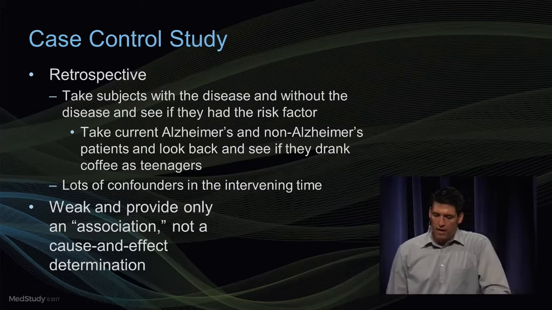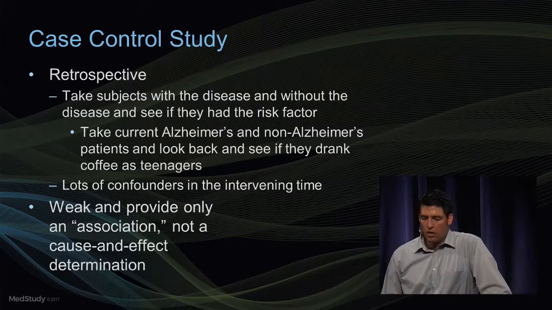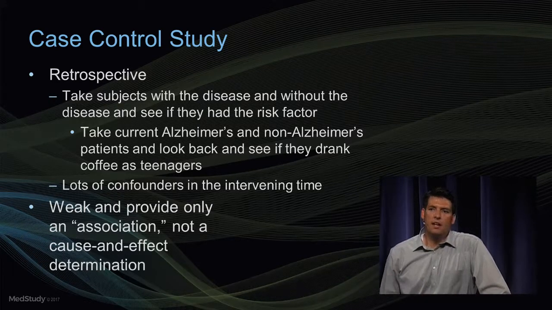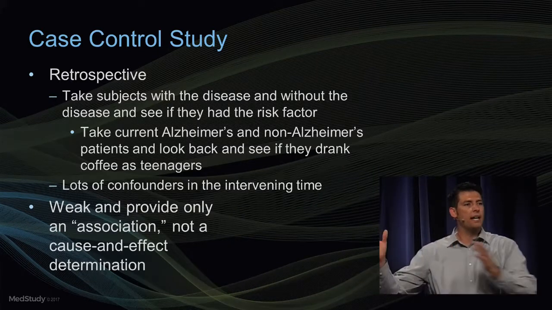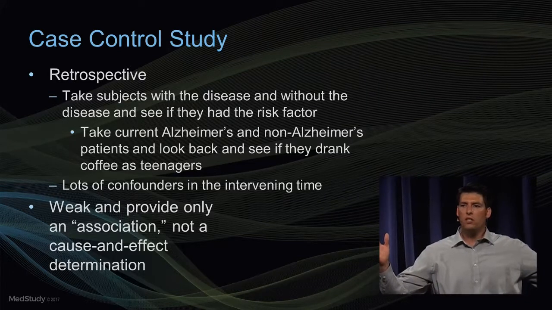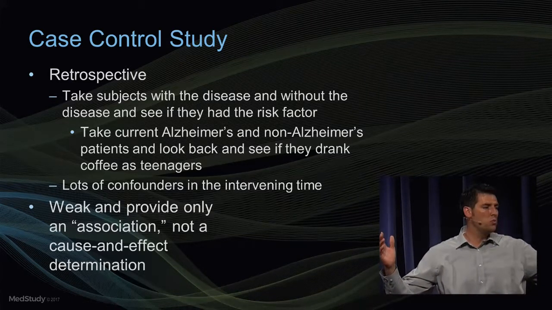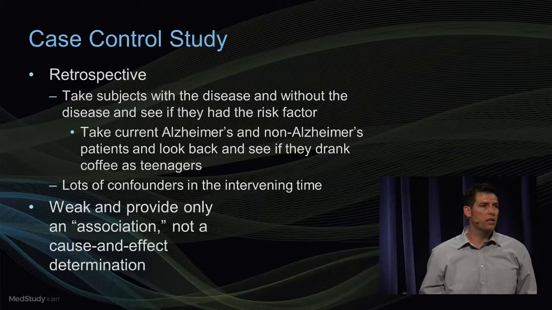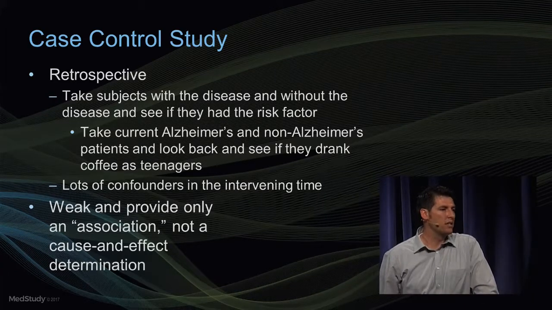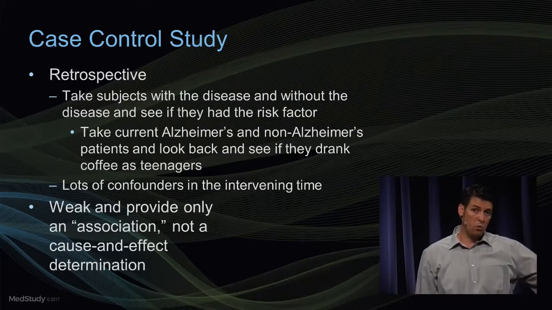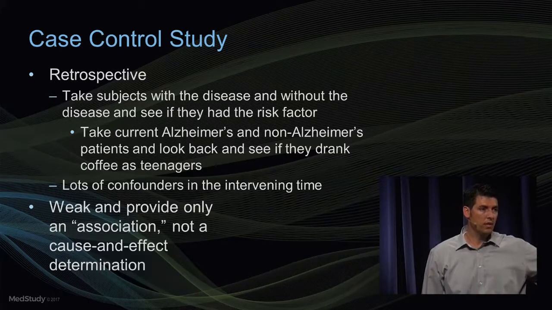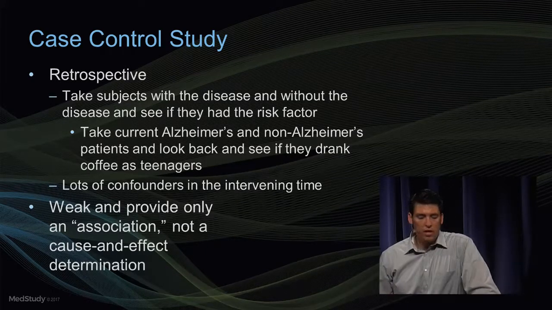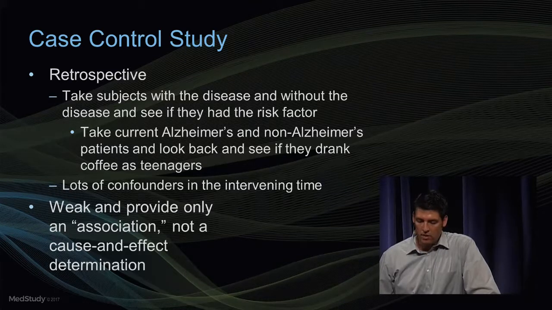An example of this might be where we take current Alzheimer's and non-Alzheimer's patients. These have Alzheimer's, these don't have Alzheimer's, and then we look back in their history and we say, what did you guys have in common? Or what did you not have in common? In particular, this study may deal with coffee consumption. Were those that have Alzheimer's more likely to drink coffee earlier on? That may be a question or an association that we want to tease out of this type of study.